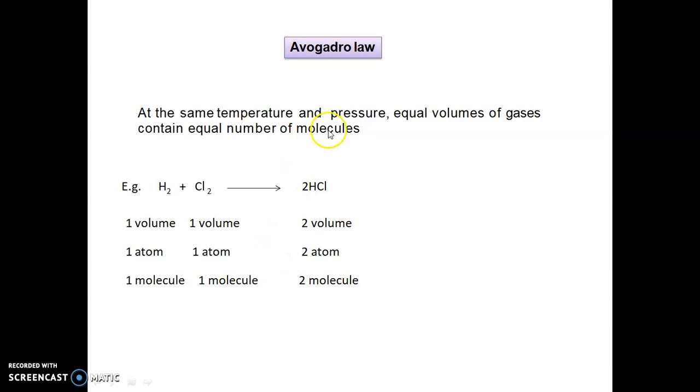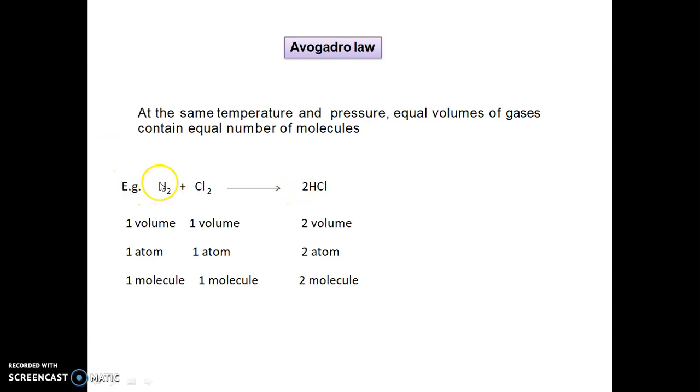Moving forward, Avogadro's law. At the same temperature and pressure, equal volumes of gases contain an equal number of molecules. If you take H2 and Cl2 giving twice HCl, the volume of H2 is 1, the volume of Cl2 is 1, so the volume of HCl is 2. So 2 is the coefficient for HCl.